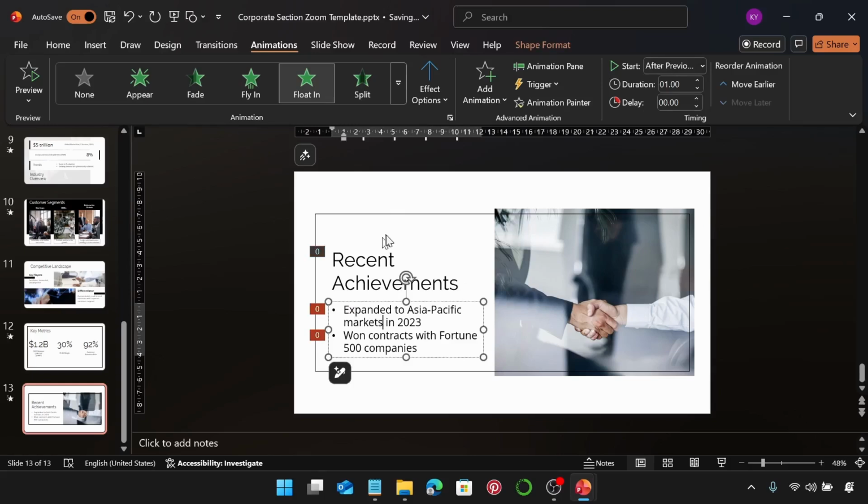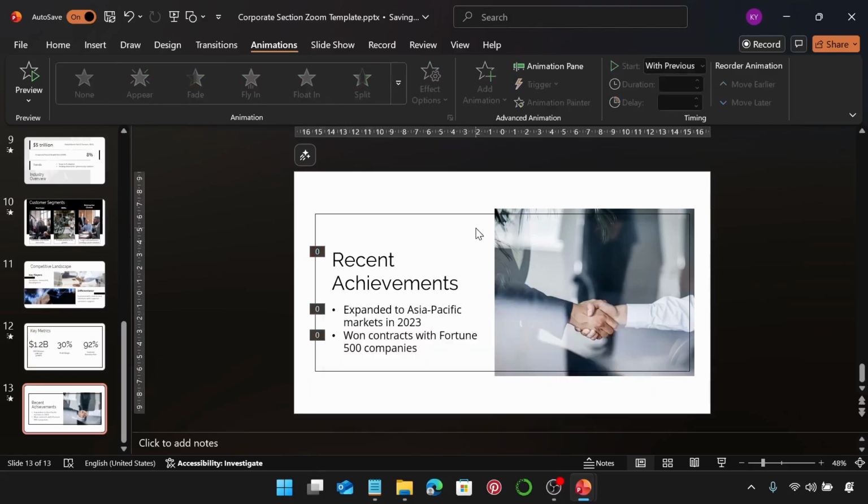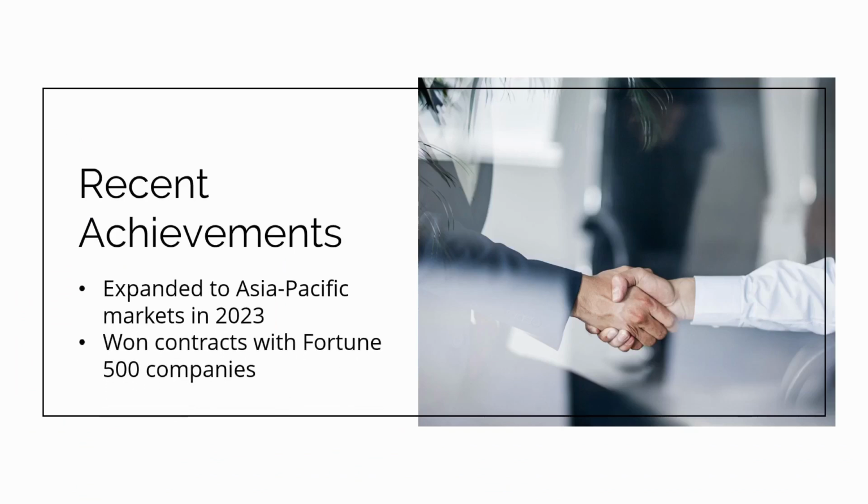I have a feeling that this may not go well. The best way to see if it's working how I want it is just to play it in the slideshow view. Okay, that actually worked fine. I thought it was going to bring this one first before this one. Sometimes it happens where you mess up the timing. But yeah, that's it for the recent achievements slide.